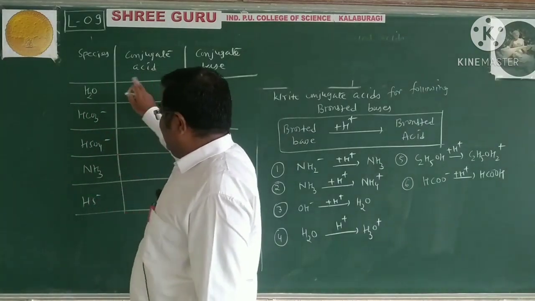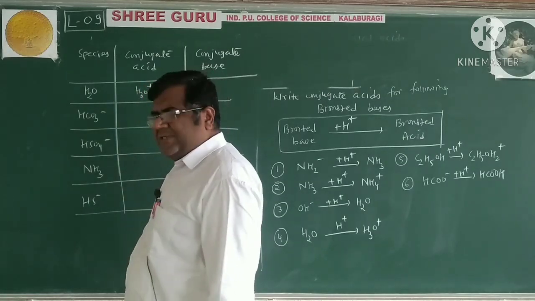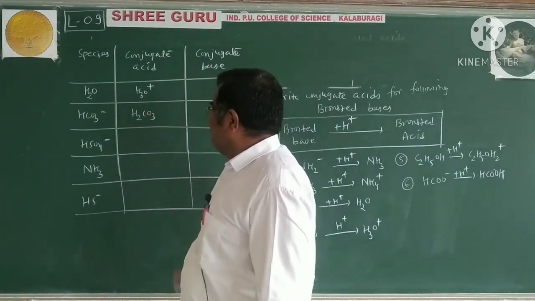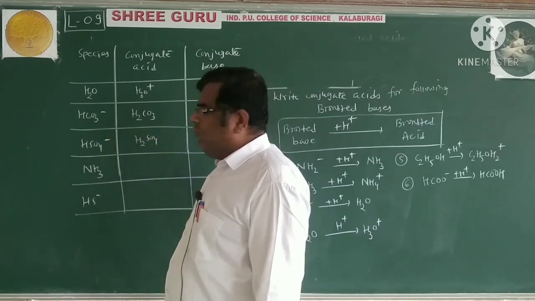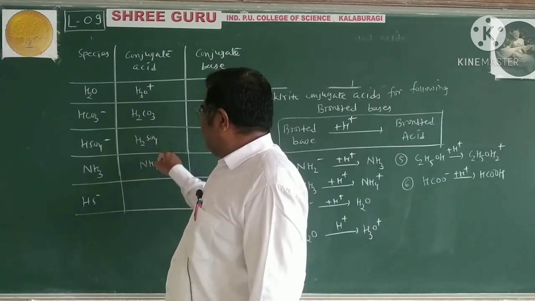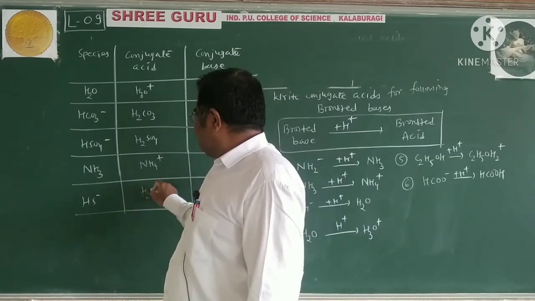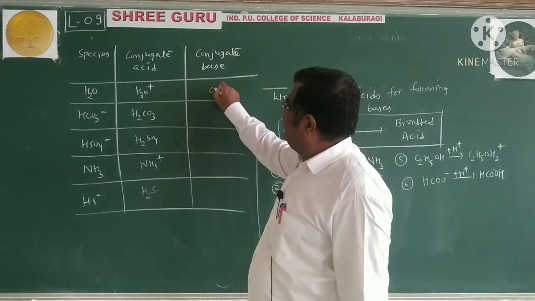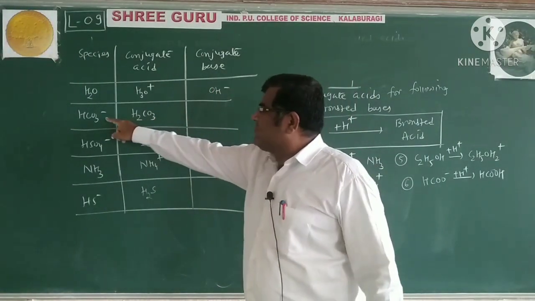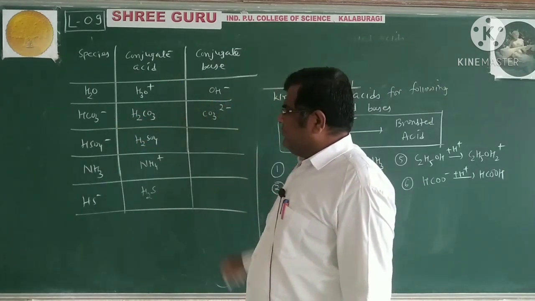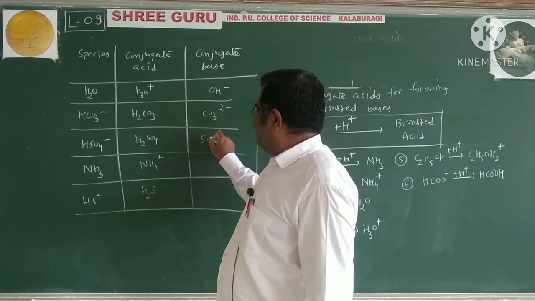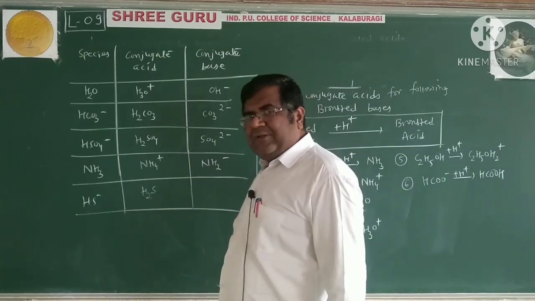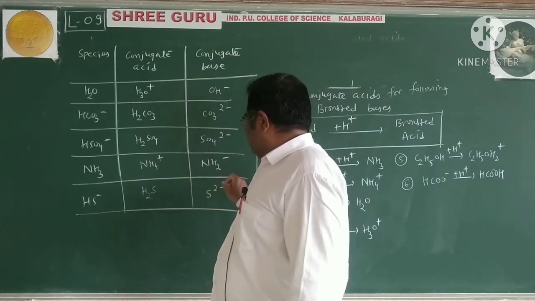How to make acid? Add one H plus: H3O plus; add one H plus: H2CO3; add one H plus: H2SO4; add one H plus: NH4 plus; add one H plus: H2S. How to make base? Take out H plus: OH negative. Take out H plus from this one: CO3 2 negative. 1 H plus: SO4 minus 2. 1 H plus: NH2 with 1 negative charge. 1 H plus: S minus 2.